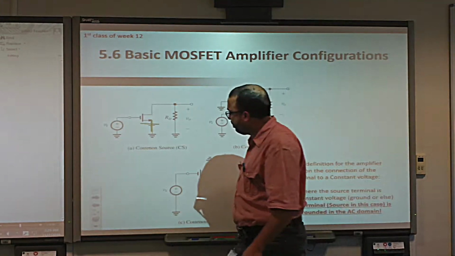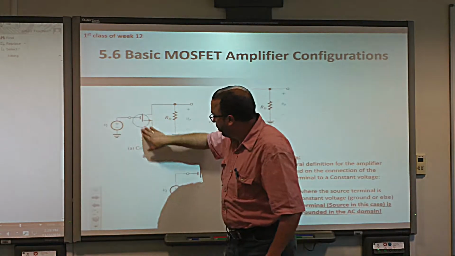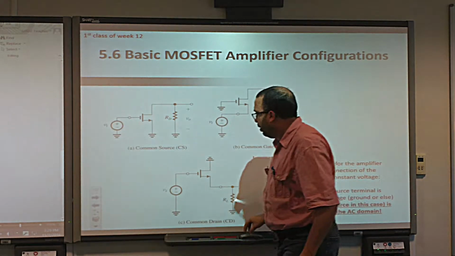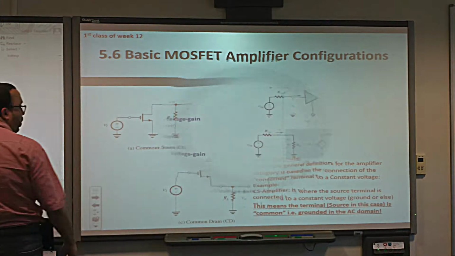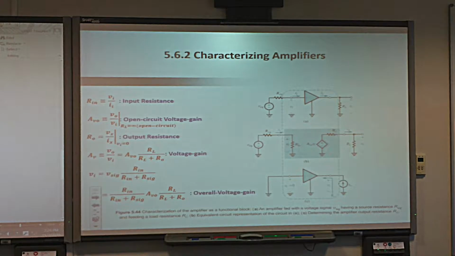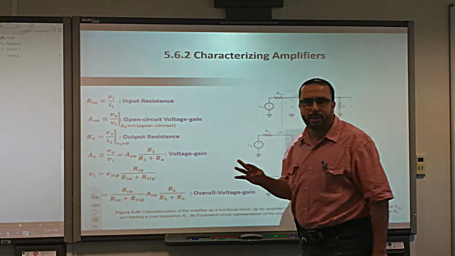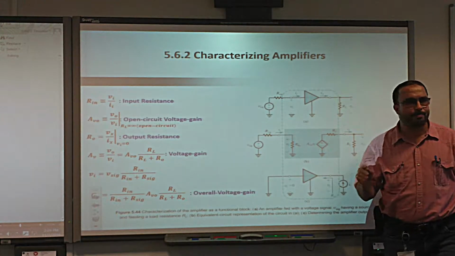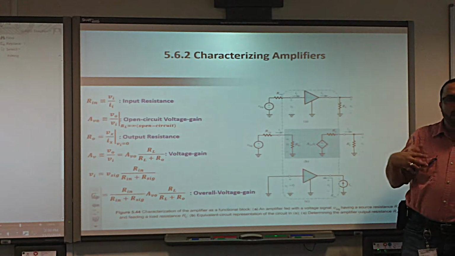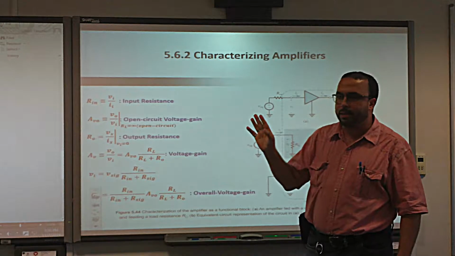Very good. All right. So let's see what we can do in terms of characterization. There are 1, 2, 3, 4 characteristics of an amplifier: 2 resistors and 2 gains.